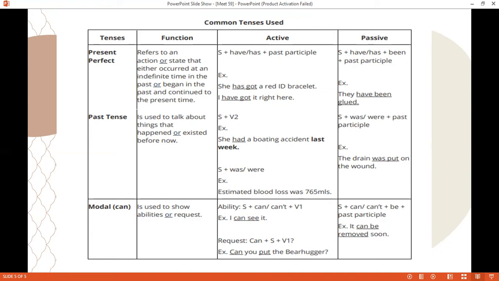For example, present perfect active: she has got a red ID bracelet, and I have got it right here. An example for present perfect passive: they have been glued.